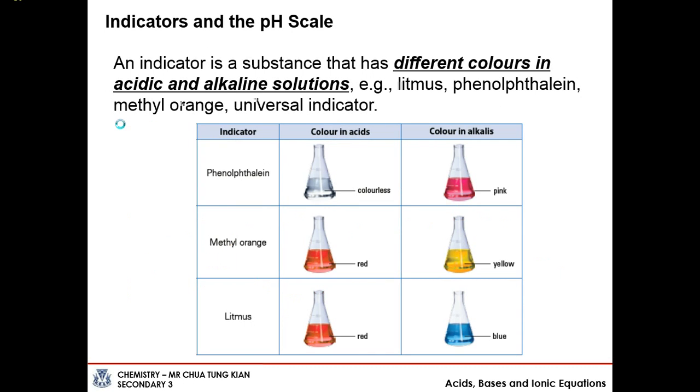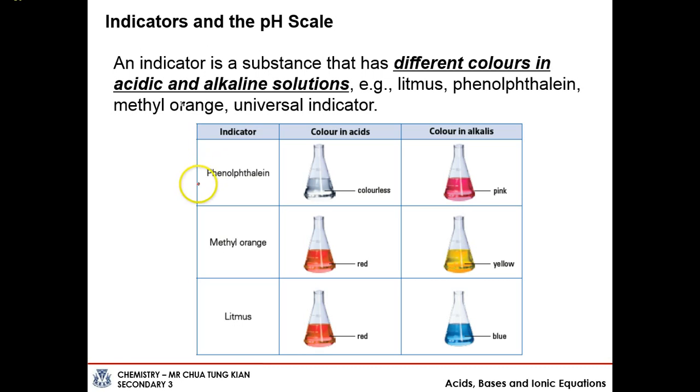Now, let's move on to the part of this topic on indicators and pH scale. So how do we know whether a substance is an acid or an alkali? We can make use of the litmus paper, correct? The red litmus paper will turn blue in the presence of an alkali. The blue litmus paper will turn red if there is an acid. We can also make use of some substances which we call indicators, which will give us a visual indication of whether the substance is an alkali or an acid.